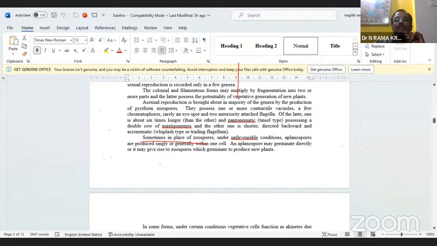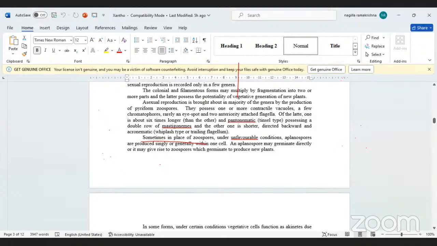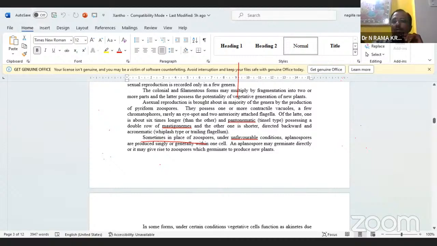What is the meaning of sporangium? Please tell me here, anybody. What is the meaning of sporangium? Without flagella is there, that is in sporangium. Please respond, anyone. Yes, sir.